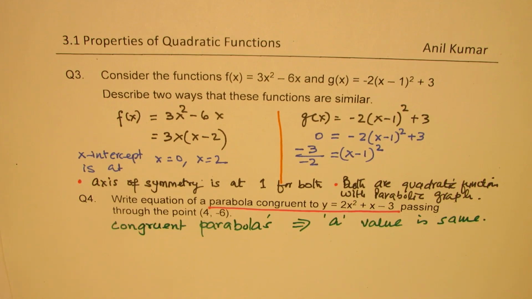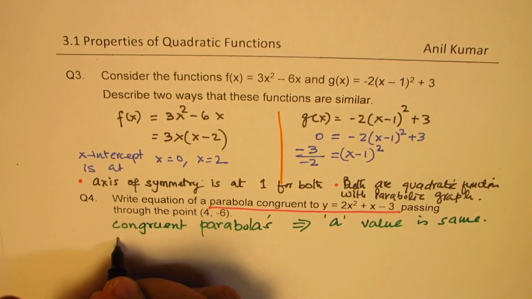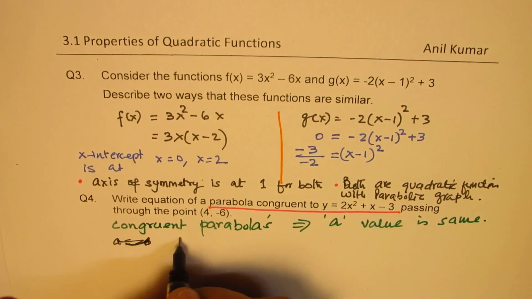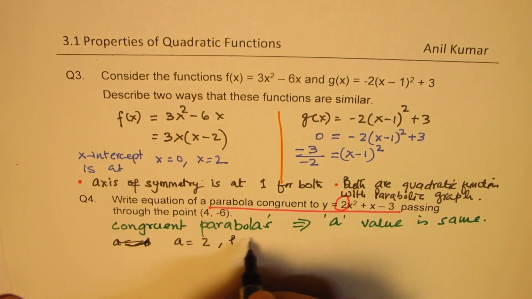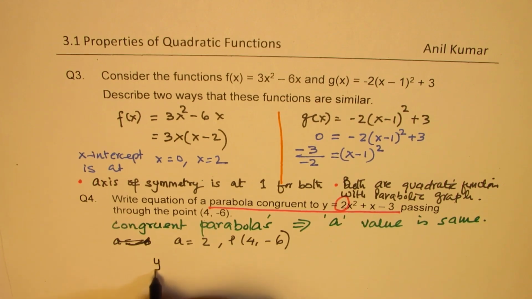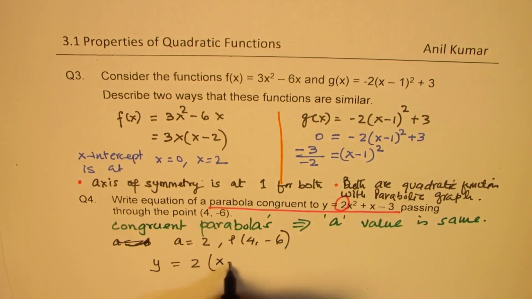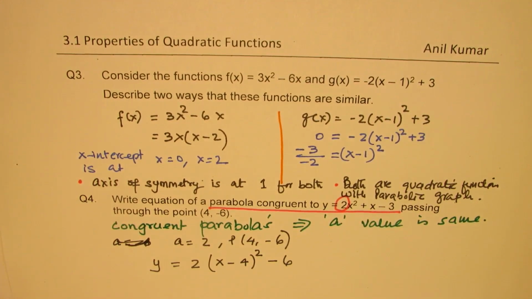So we are only given a point and we know the a value, right? So we know that a equals 2, right? So in this case, a will be equal to 2. That is this value, correct? Since the parabola is congruent and it is passing through the point (4, -6), the best form of equation will be y equals 2, and we can use this as a vertex, correct? So we can say 2 times (x minus 4) whole squared minus 6. So that becomes an equation of a parabola which is congruent to the given parabola, right?